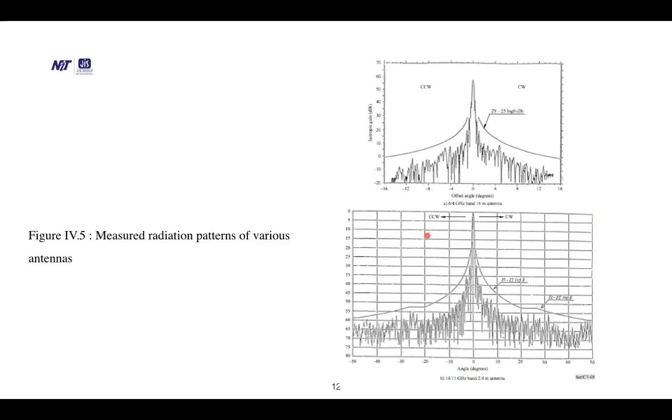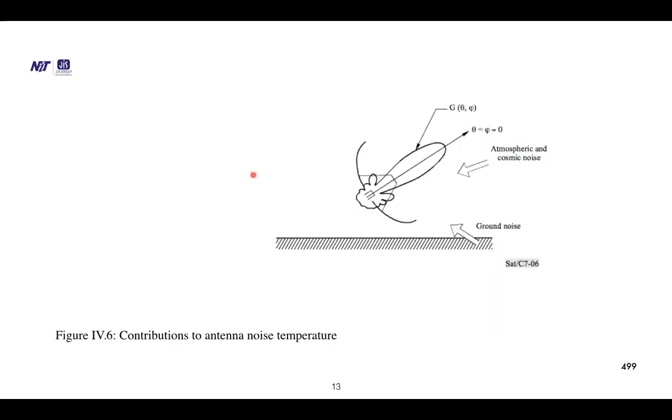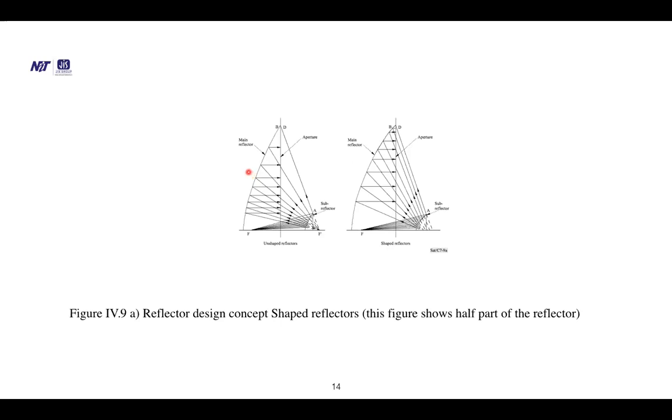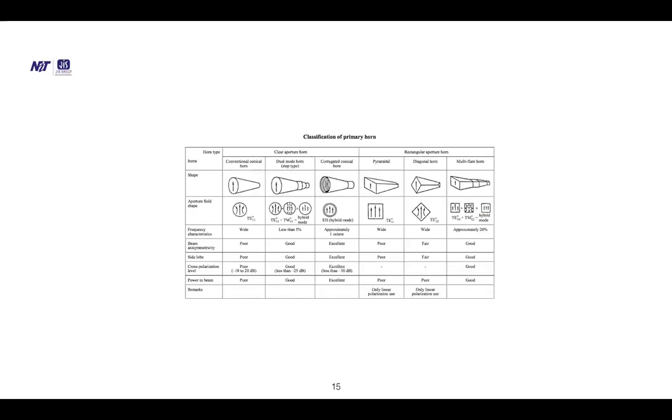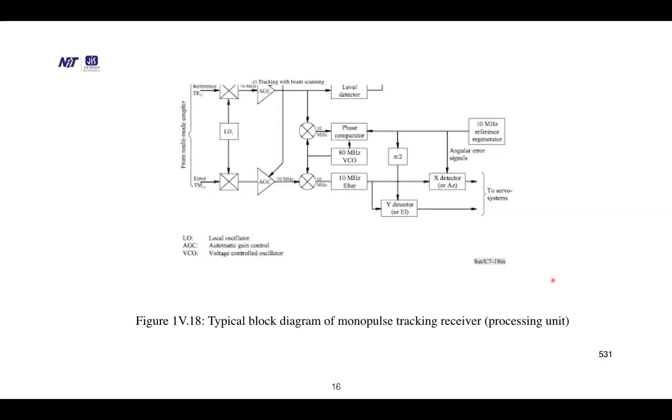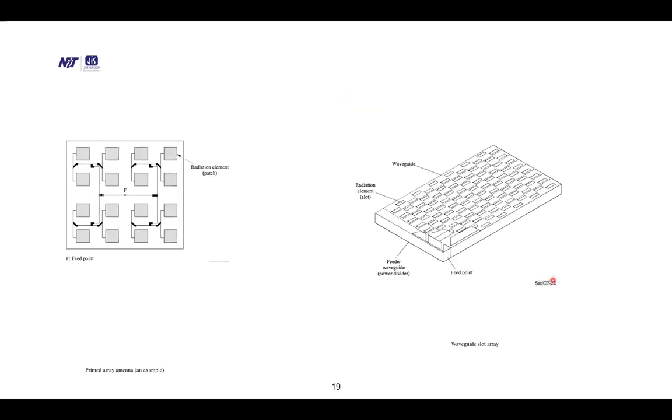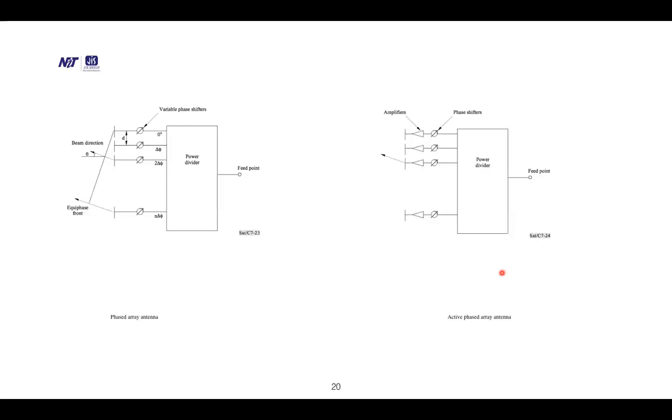Different antenna radiation patterns for 6.4 gigahertz and 14.11 gigahertz. Depending on that, the diameter of the antenna for the earth station will be determined, and the different noise temperatures that affect different types of horn antenna, array antenna, printed array antenna, waveguide slot array antenna, phased array antenna, active phased array antenna, all we have discussed in the earlier days. Today we will start our topic from low noise amplifiers.